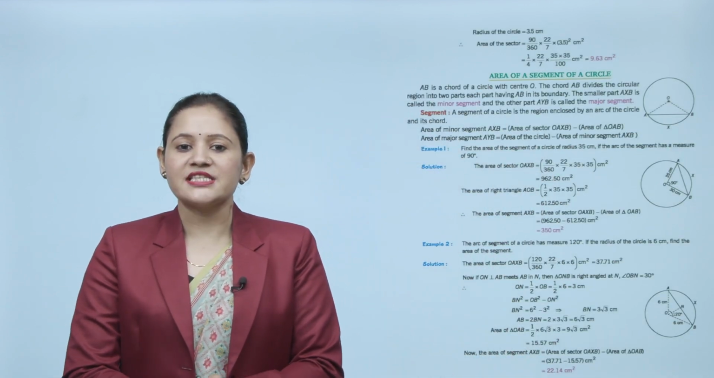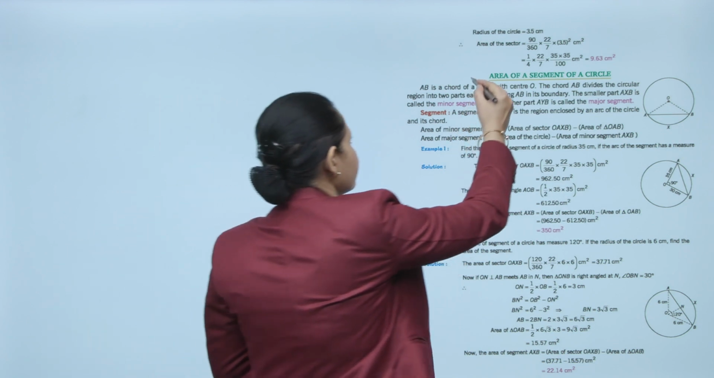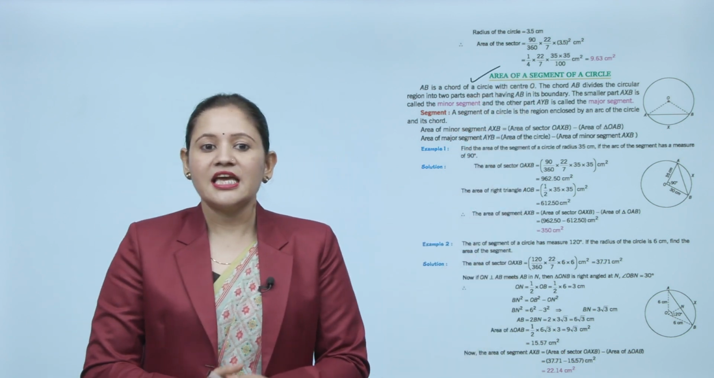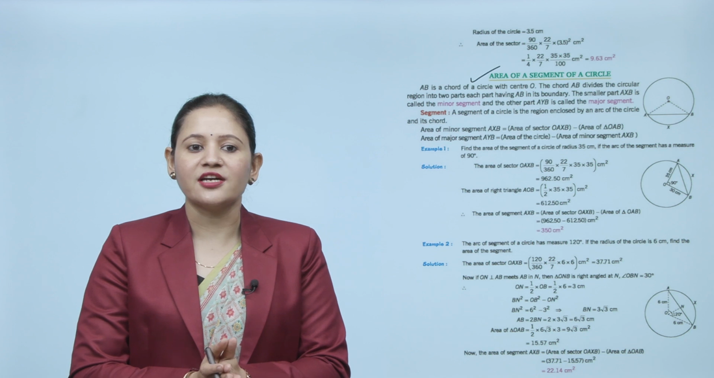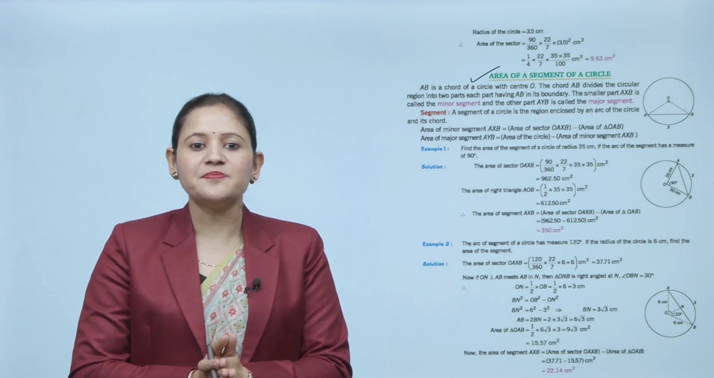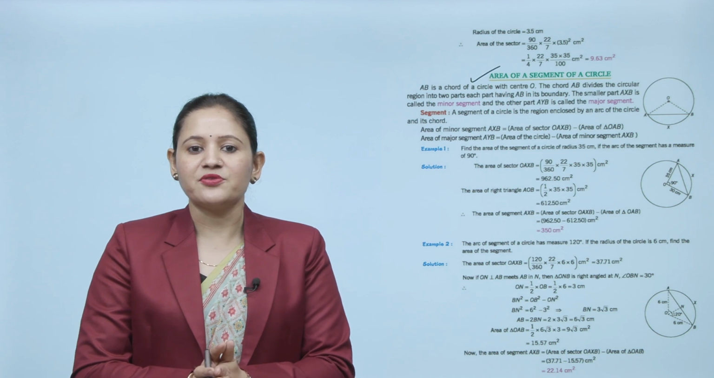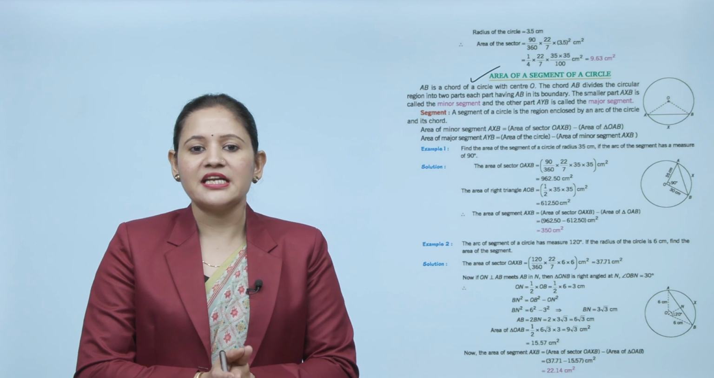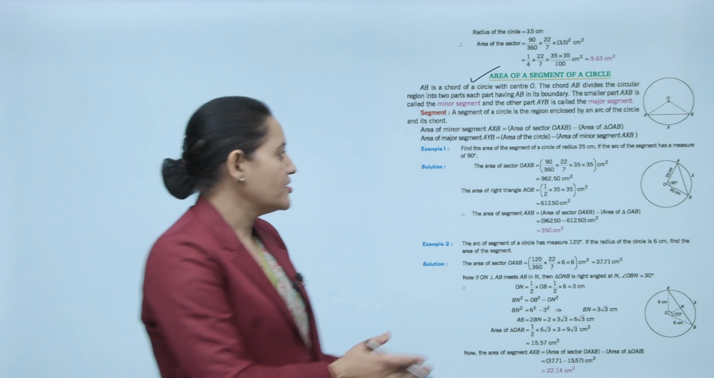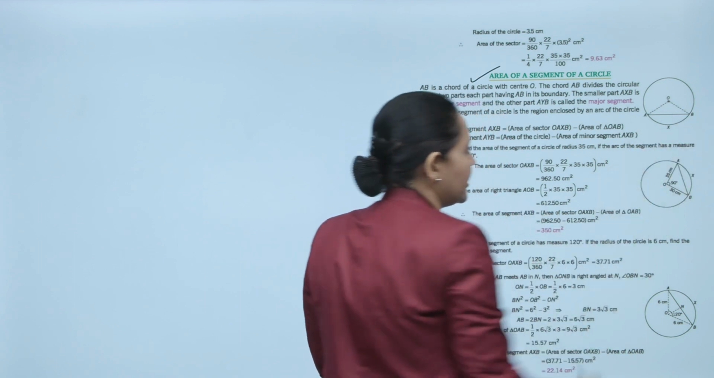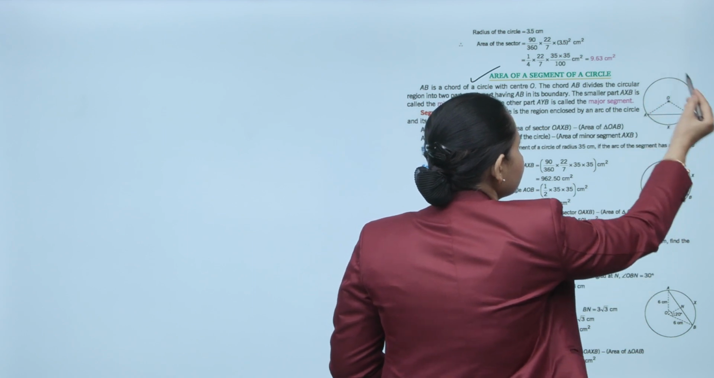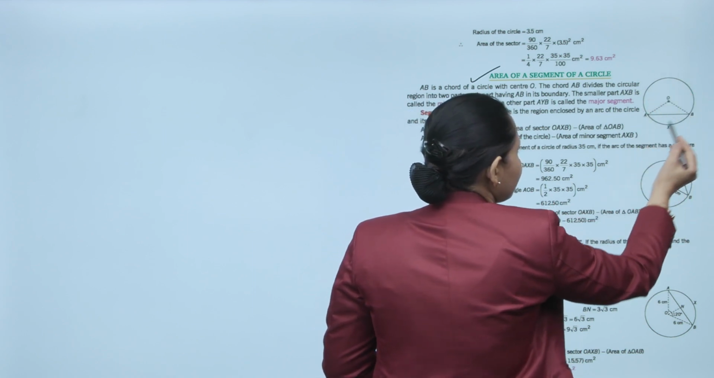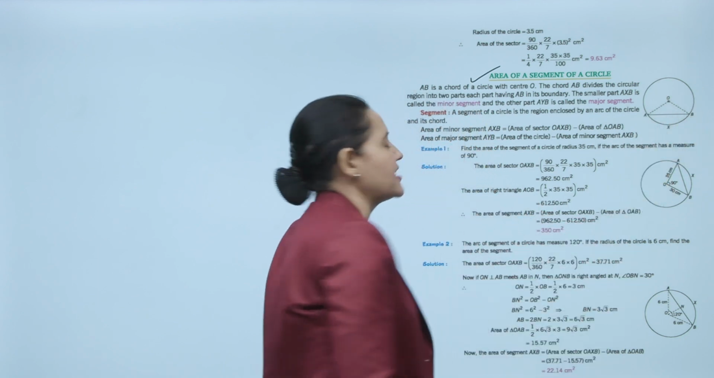Next is area of a segment of circle. AB is a chord of the circle of center O. The chord AB divides the circular region into two parts, each part having AB in its boundary. The smaller part AXB is called the minor segment and the other part AYB is called the major segment. So this is the chord AB. It divides the circle into two parts. ये होगा minor AXB and this is major segment. This is minor segment यानी छोटा and this is major segment.